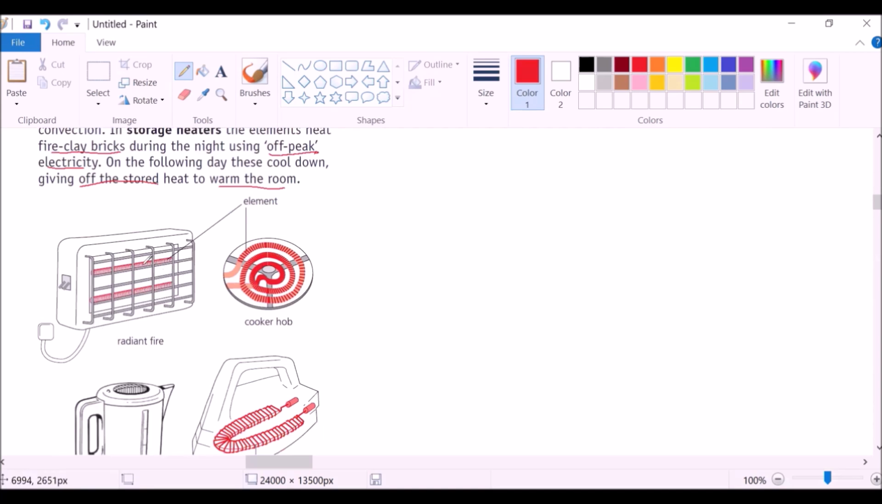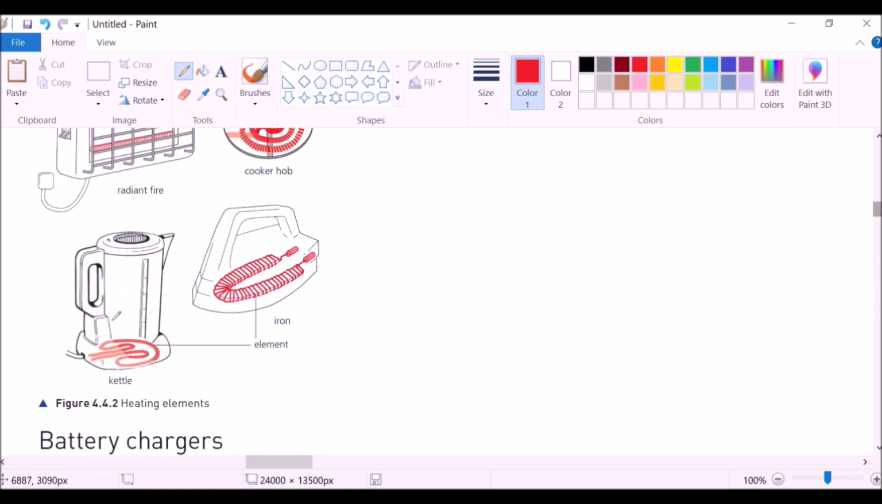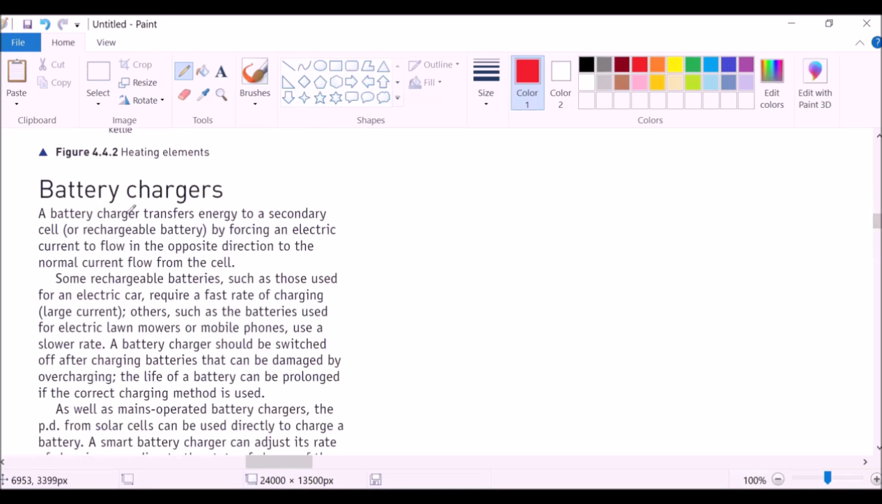So this is an example of a radiant electrical fire. This is an example of an electric cooker. And this shows the element of an electric kettle. And this is the element of an electric iron. Electricity is also used to charge batteries.